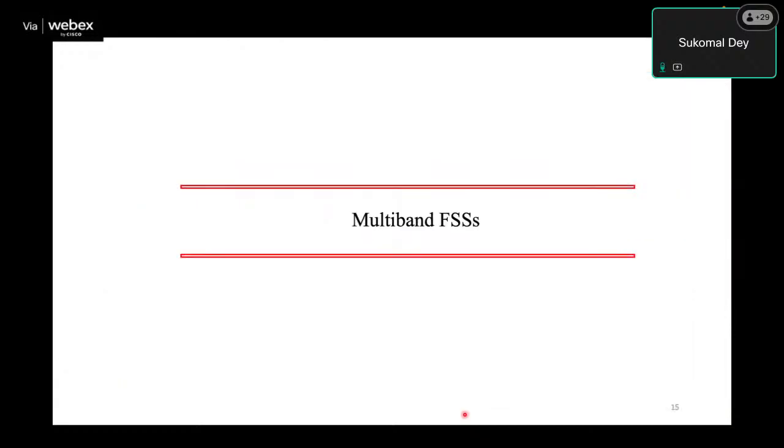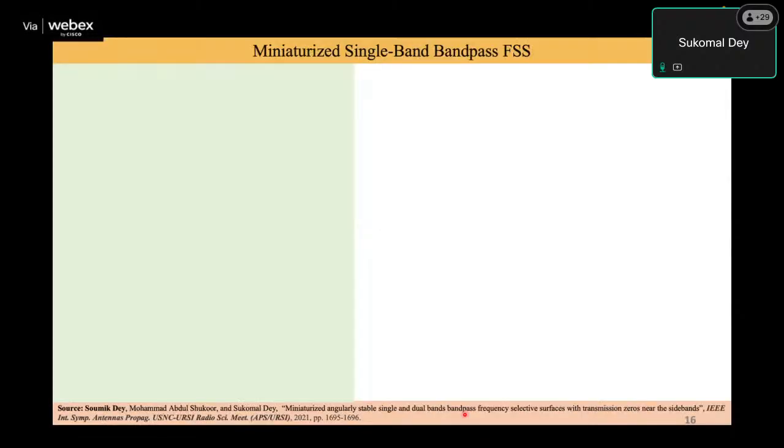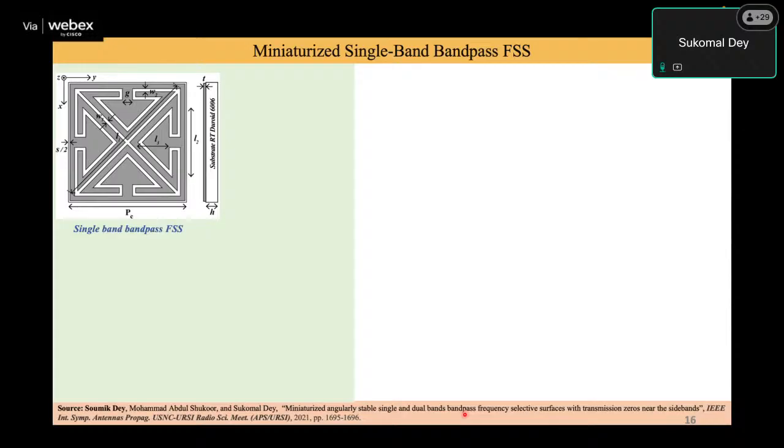With this, let us start our discussions. I think you have some basic understanding of the FSS. Now let us go into some advanced models of the FSS. I'll directly start with the multiband FSS. How to make these multiband FSS? The way we have made a structure like this.